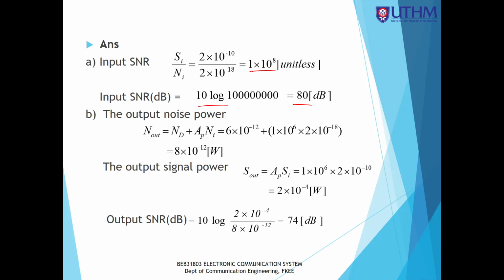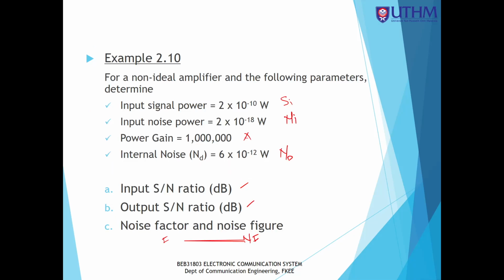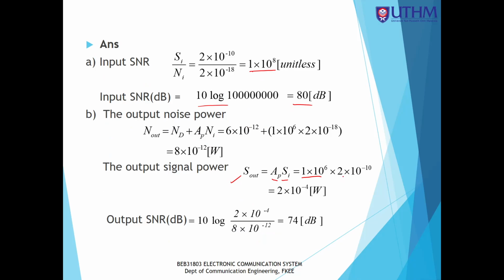Okay, and then the output noise power, I suggest you to find S out first. S out, output signal power, is equal to gain multiplied with input signal power. So gain is 1 million, given in the question. Multiplied with the input signal power, you get 2 times 10 power of minus 4 watt.